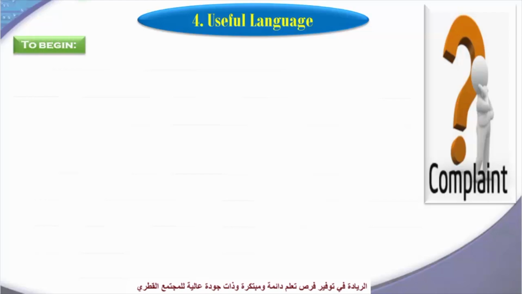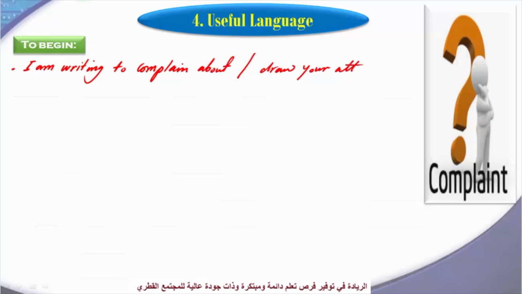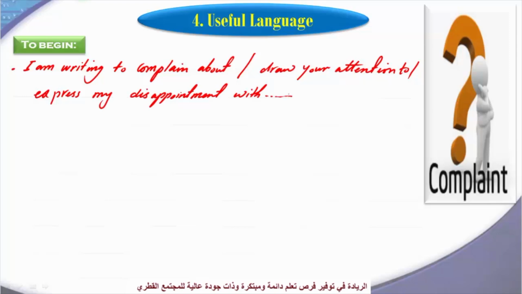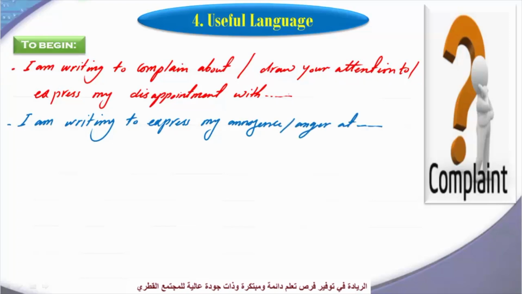Now let's have some useful language that we can use at the beginning or the end of the letter. To begin our letter, we need to describe, as we said, the reason for writing. You can just write, "I am writing to complain about", or "to draw your attention to", or "to express my disappointment with". You can write also, "I am writing to express my annoyance, my anger at", and so on.